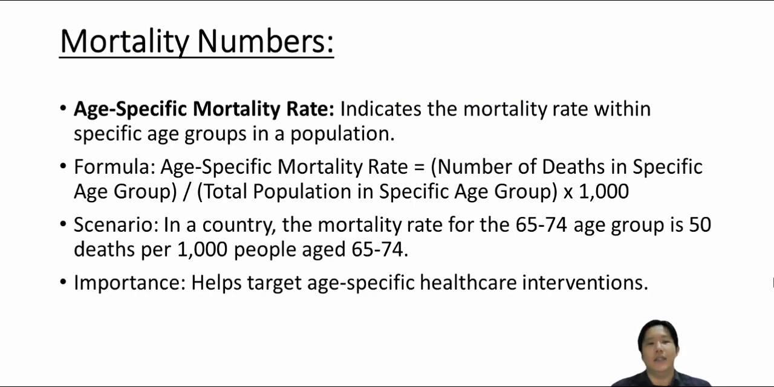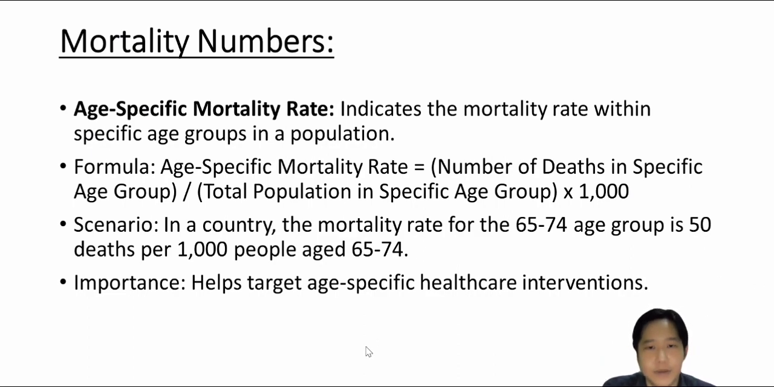The formula: number of deaths in a specific age group divided by total population in that specific age group multiplied by 1,000. Scenario: in a country, the mortality rate for the 65 to 74 years old age group is 50 deaths per 1,000 people. Okay. The importance: it helps target age-specific healthcare interventions.